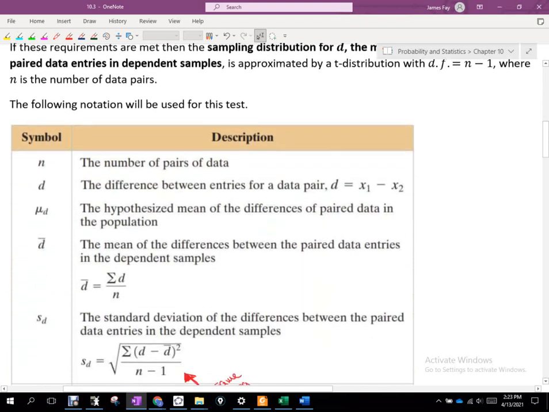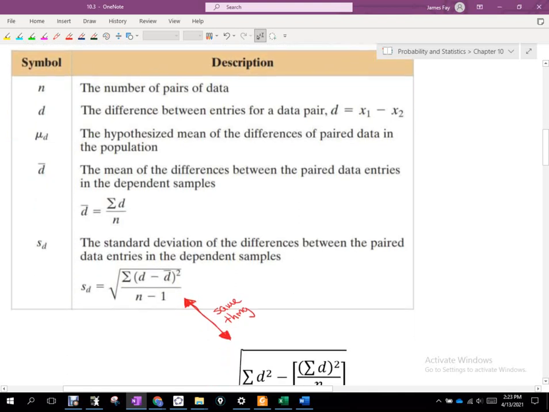Some symbols here that we use through this testing. n is the number of pairs of data.